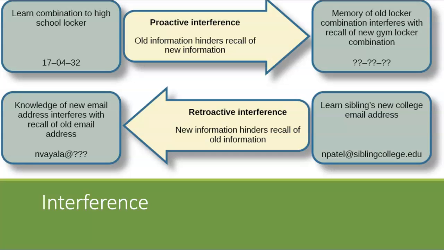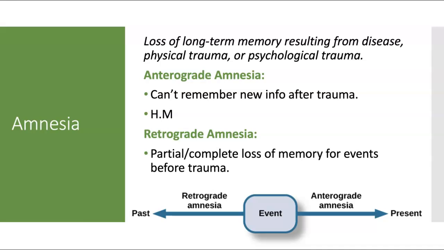Okay. The last thing I want to talk about in relation to forgetting is amnesia. So this is the loss of long-term memory that occurs specifically as the result of disease, physical trauma, or psychological trauma. There are two types that you will need to know on the exam, which are anterograde and retrograde amnesia. So anterograde amnesia is the inability to remember new information after the point of trauma.